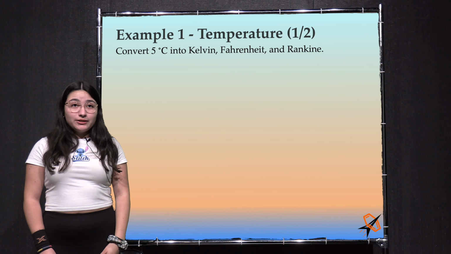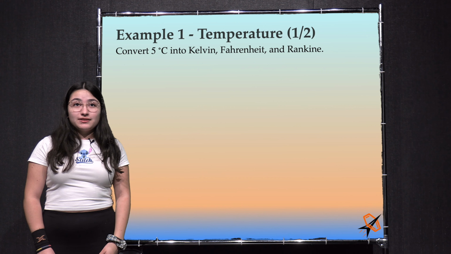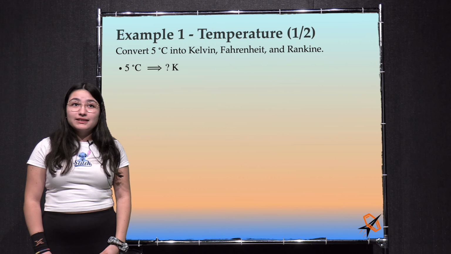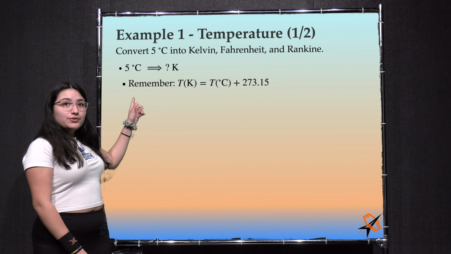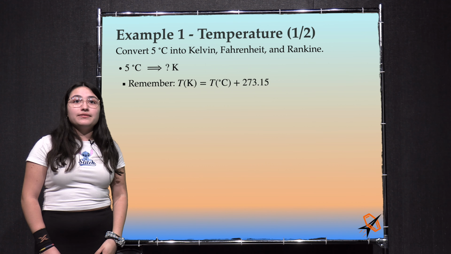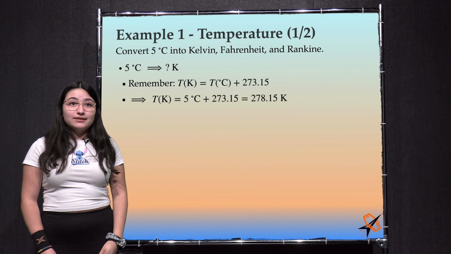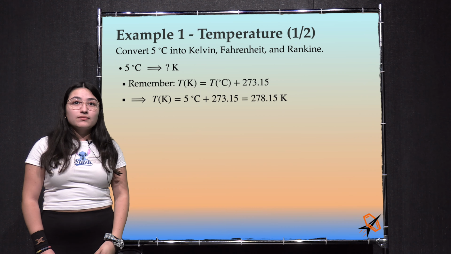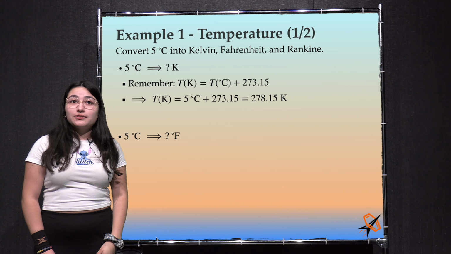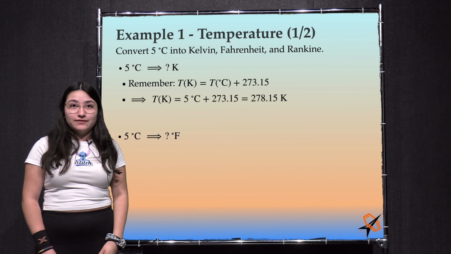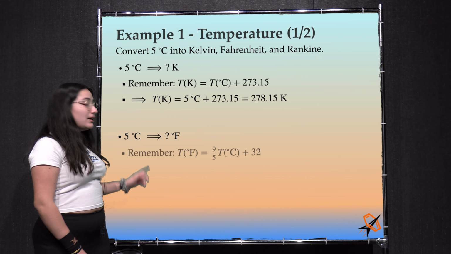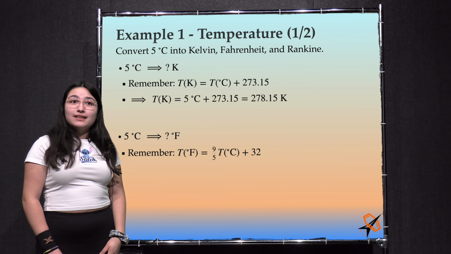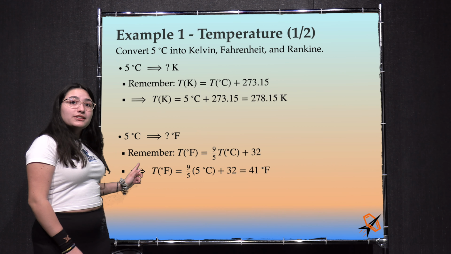Now that you've tried it on your own, let's work through the conversions. Remember, we are first starting with degrees Celsius and want to get to Kelvin, so we must add 273.15, meaning that 5 degrees Celsius is equal to 278.15 Kelvin. Next, we are starting with degrees Celsius and want to get to degrees Fahrenheit, so we must multiply by 9/5 and add 32, meaning that 5 degrees Celsius is equal to 41 degrees Fahrenheit.